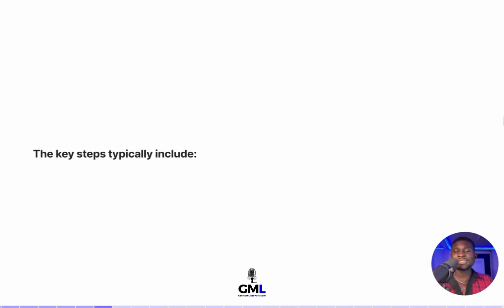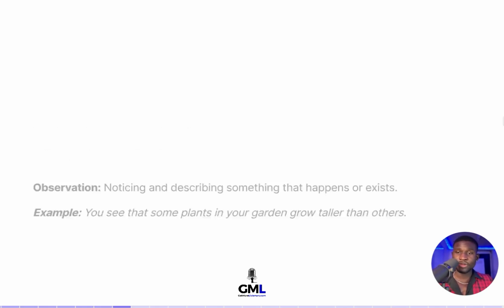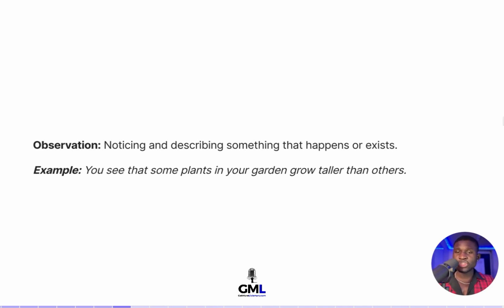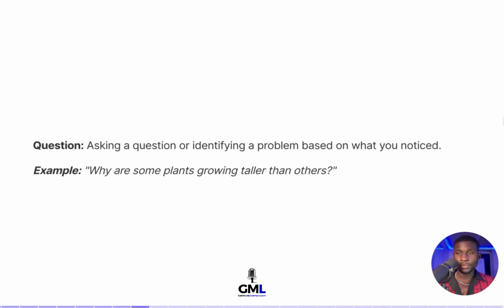So the key steps typically include, when it comes to the scientific method, number one, observation: noticing and describing something that happens or exists. For example, you might see some plants in your garden that grow taller than others. Then we have question: asking a question or identifying a problem based on what you notice. An example could just be, why are some plants growing taller than others?